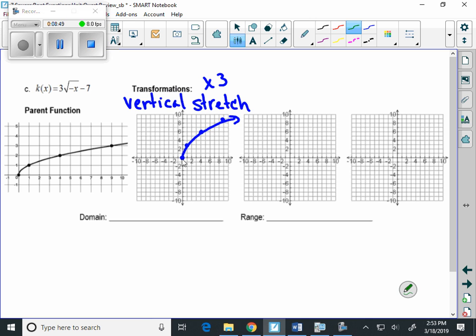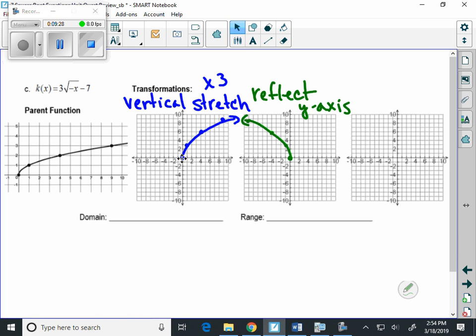Our second transformation is occurring because there's a negative underneath the square root. That means that we're going to reflect over the y-axis. And (0, 0) is still going to remain part of our graph. We're going to take that point (1, 3), and it's going to become (-1, 3). The point (4, 6) is going to become (-4, 6). (9, 9) is going to become (-9, 9). And there's our reflection over the y-axis.